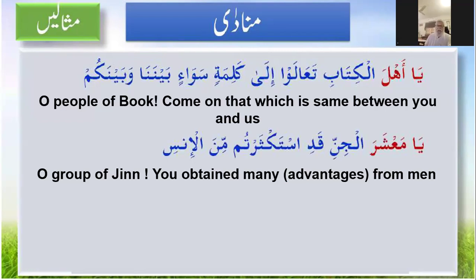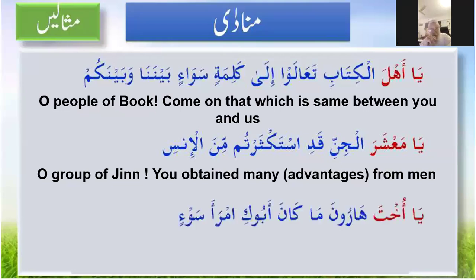Ya ma'shara al-jinni qadistakthartum minan nasi. Ya ma'shara. It was ya ma'sharu, but as the munada is coming as a mudaf. Why? Because after ma'shar, look, there is an ism majroor, al-jinni. It's showing that before it there is either a harf jar or a mudaf. There is no harf jar, so ma'shar is a mudaf. When the mudaf comes, it will come ya ma'shara. It will not come ya ma'sharu.